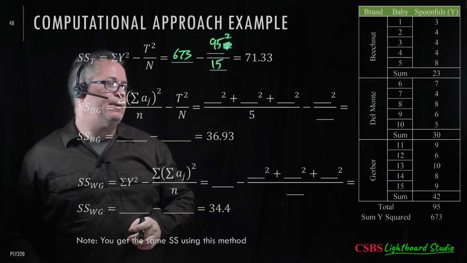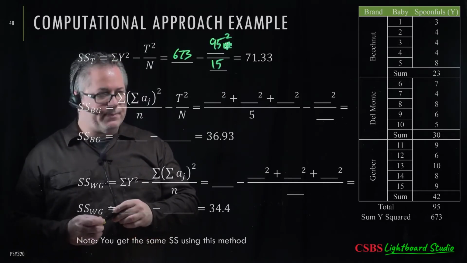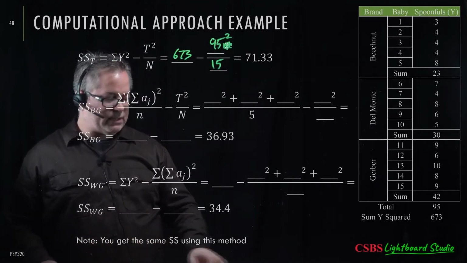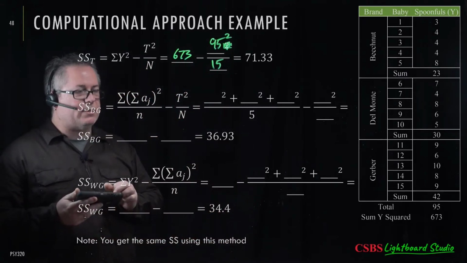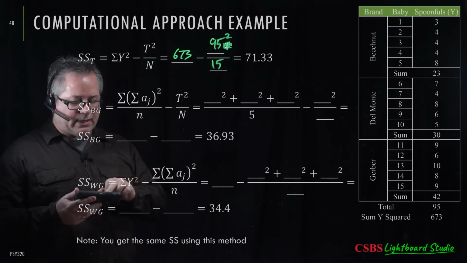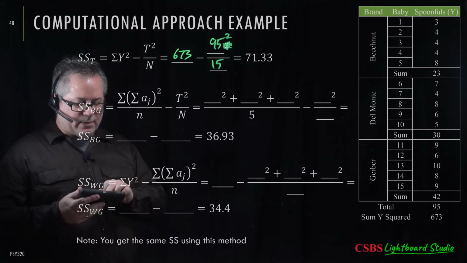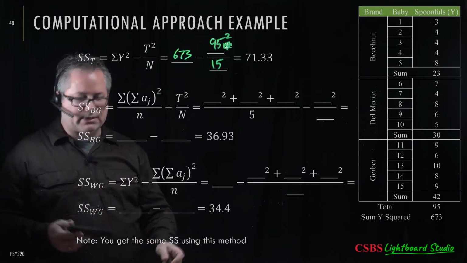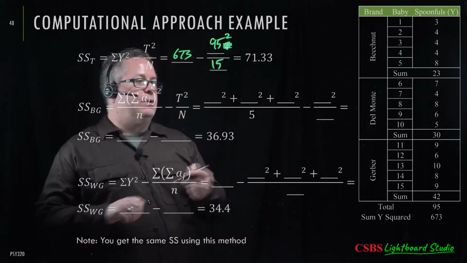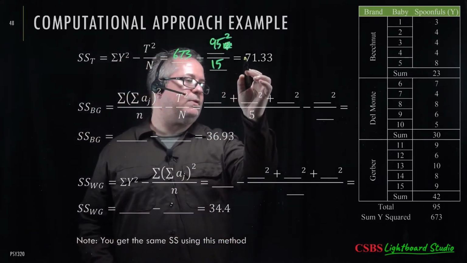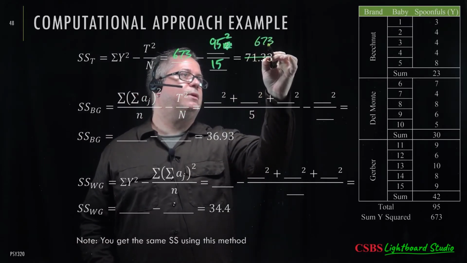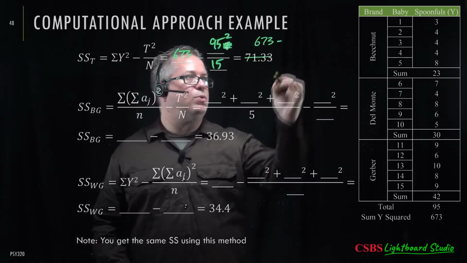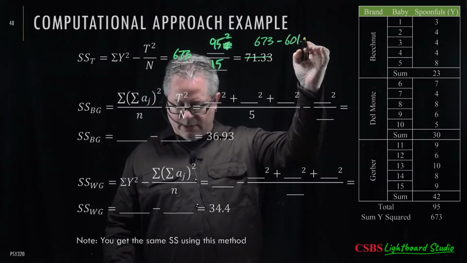Okay. So let's figure that out. What is 95 squared over 15? I'm actually going to solve for the different pieces here. So 673 I already have. Let's take 95 squared. Let's see. 95 squared divided by 15 equals 601.667. All right. So forget about this for a second. Let's just think. This is then 673 minus 601.667.